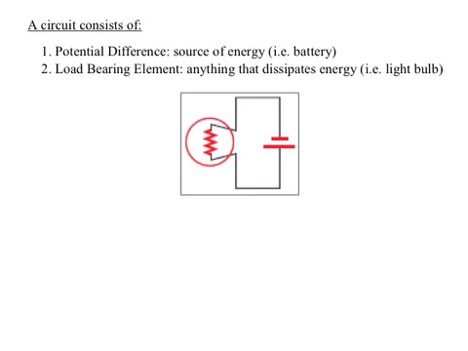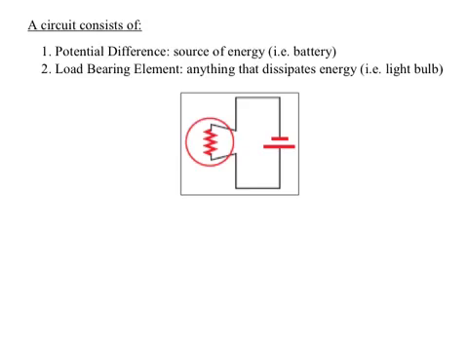Second, it has to have a load-bearing element, meaning something that can dissipate or use up energy in the form of heat, light, or mechanical energy that might turn a turbine, some sort of dissipation of that energy.